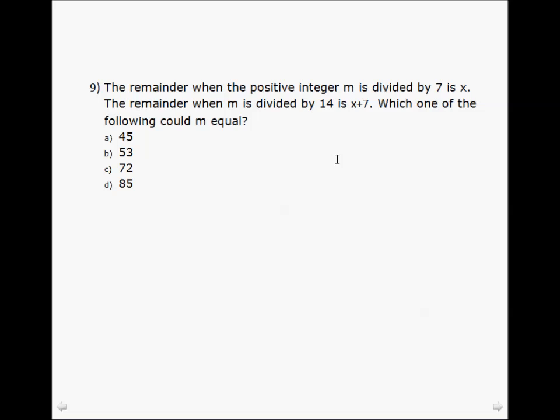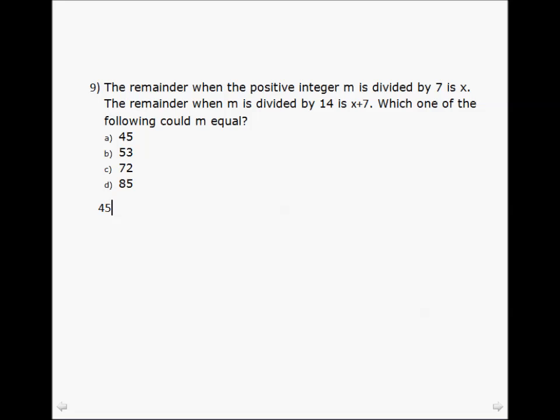It says the remainder when a positive integer m is divided by 7 is x. The remainder when m is divided by 14 is x plus 7. Which of the following could be m? The best way to solve this is through options. Let's check the options. First option is 45.